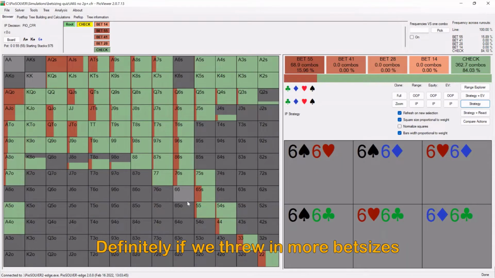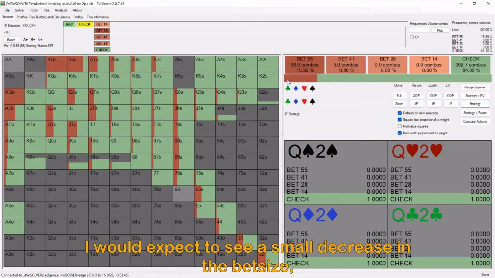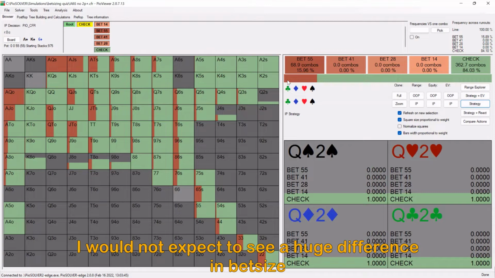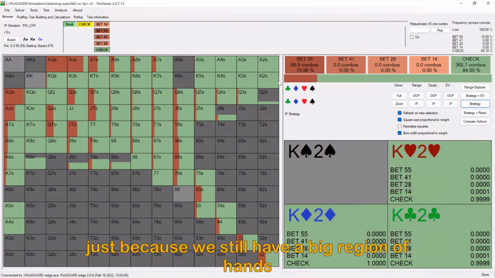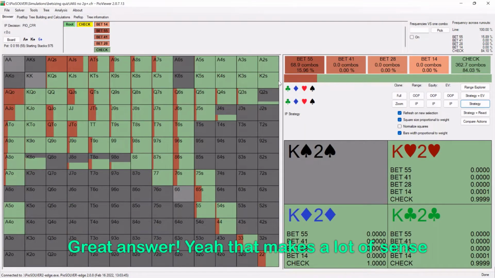Yeah, so definitely, you know, if we threw in more bet sizes, I would expect to see a small decrease in the bet size, but the main difference would still be the frequency, right? We wouldn't expect to see a huge difference in bet size just because we still have a big region of hands that want to be betting big, and we just don't have any hands at all that want to bet small. Great answer. Yeah, that makes a lot of sense.